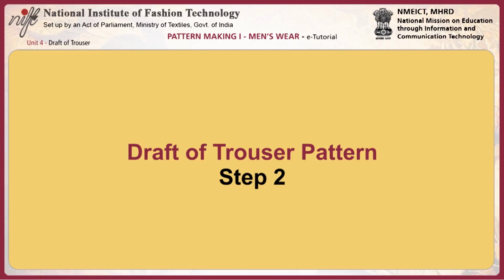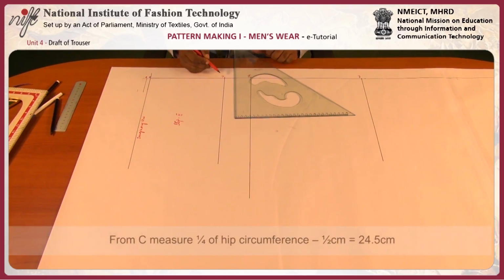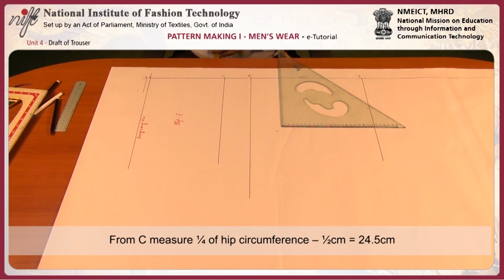Now let us proceed to step 2. Here we are going to complete the front and back hip portion. From point C, measure 1/4 of hip circumference minus half centimeter, which is equal to 24.5 centimeter.